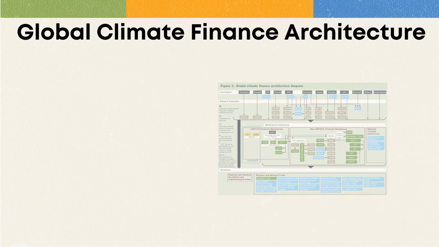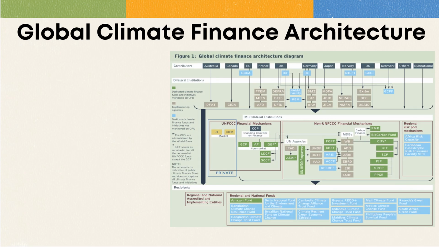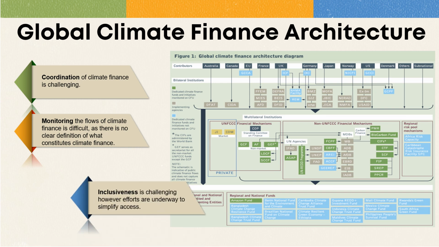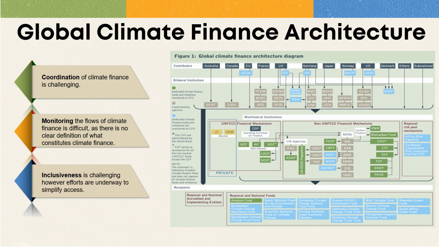Here is the diagram of the global climate finance architecture. As with any complex and evolving global mechanism, there are challenges regarding coordination, monitoring of the flow of climate finance, and inclusiveness. Addressing these challenges requires coordinated global action, innovative financial solutions, and a commitment to principles of equity and justice. Strengthening the global climate finance architecture involves enhancing the capacity of national and local institutions, improving access to finance for vulnerable countries, increasing the transparency and accountability of financial flows, and leveraging private sector investment.